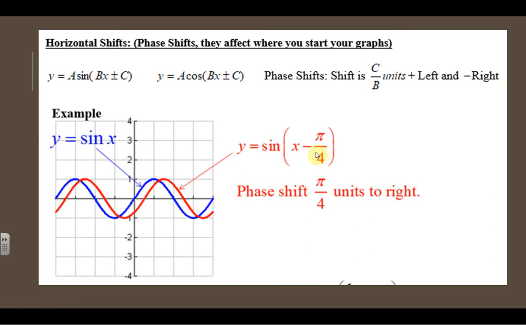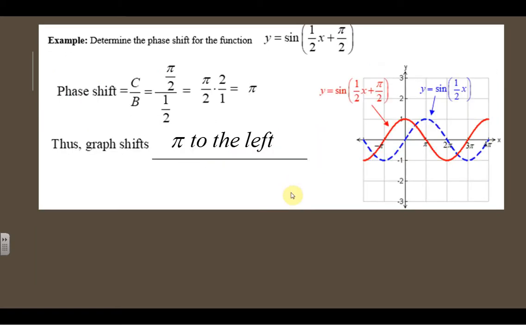That one right there in blue is a regular sine of x curve, but then if you take it and subtract pi over 4, again, pi over 4 divided by 1 is still pi over 4, so we're just shifting it to the right. So what would the phase shift be here? Again, it's c over b, pi over 2 divided by 1/2, multiplied by the reciprocal, pi. So it's pi units, and then you look here, positive means to the left.